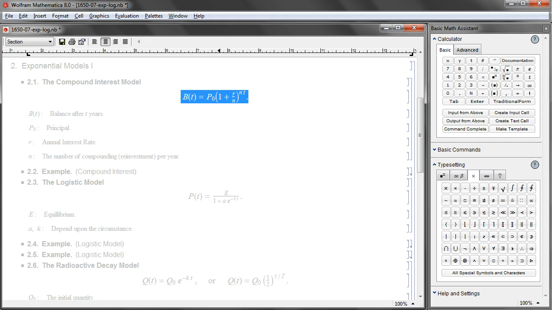the compound interest model here is actually not precise equality. This should be approximate equality. The reason is because the interest rate does not stay constant. Logistic model, of course, cannot be precisely equal because of all kinds of other factors.